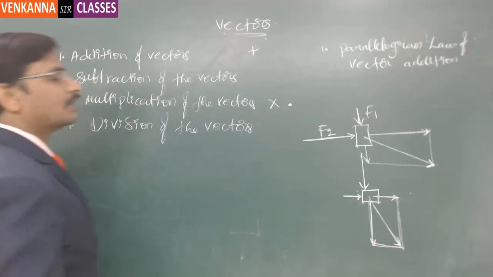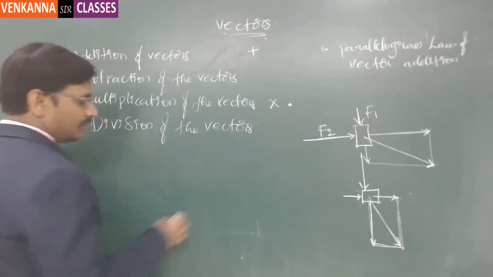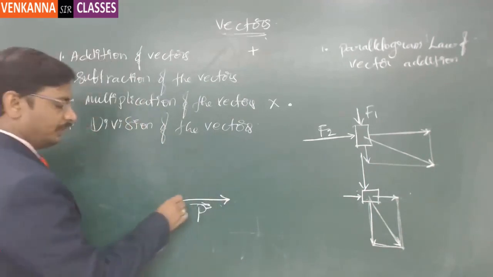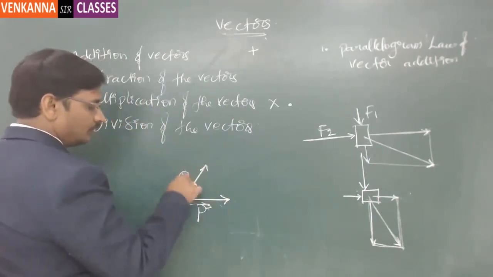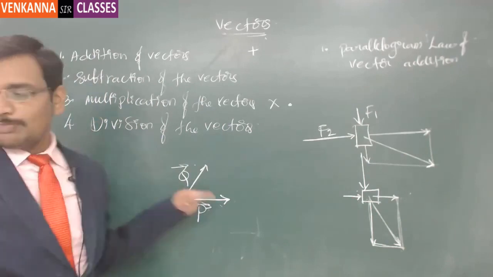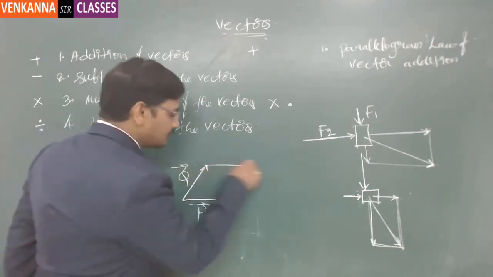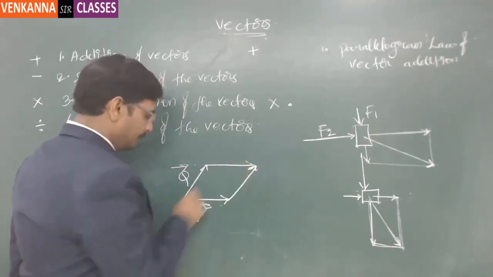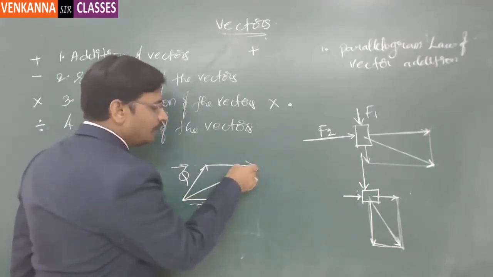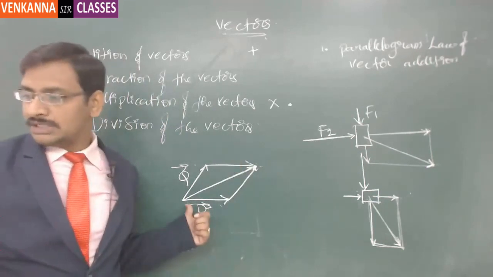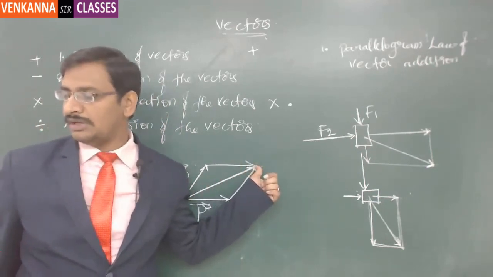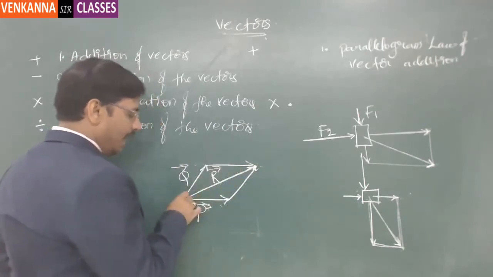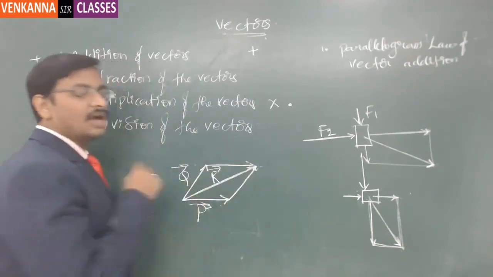Now the parallelogram law of vector addition states that if there are two different vectors, with a magnitude of P and with a magnitude of Q, then complete the parallelogram by drawing the parallel lines with the same magnitude and then join the start point to the end point of the diagonal. So that is from this location to this location. If you join it, obviously R will represent the magnitude of the resultant along with its direction.